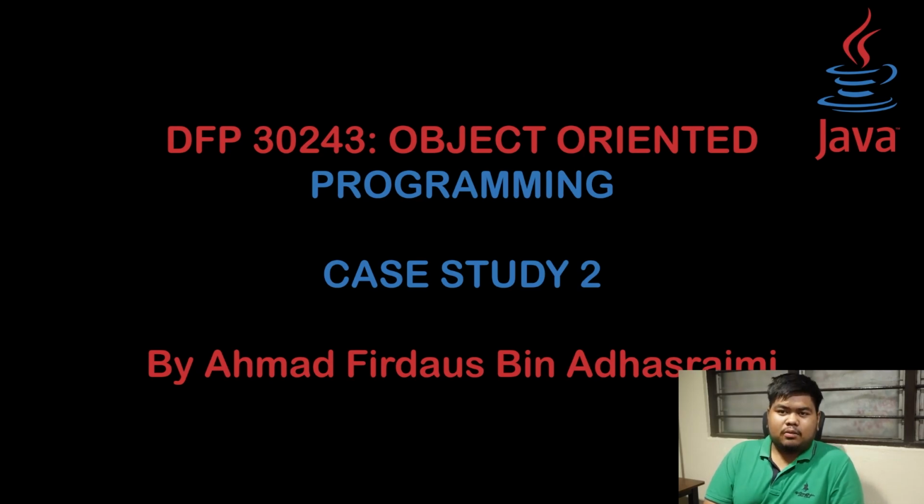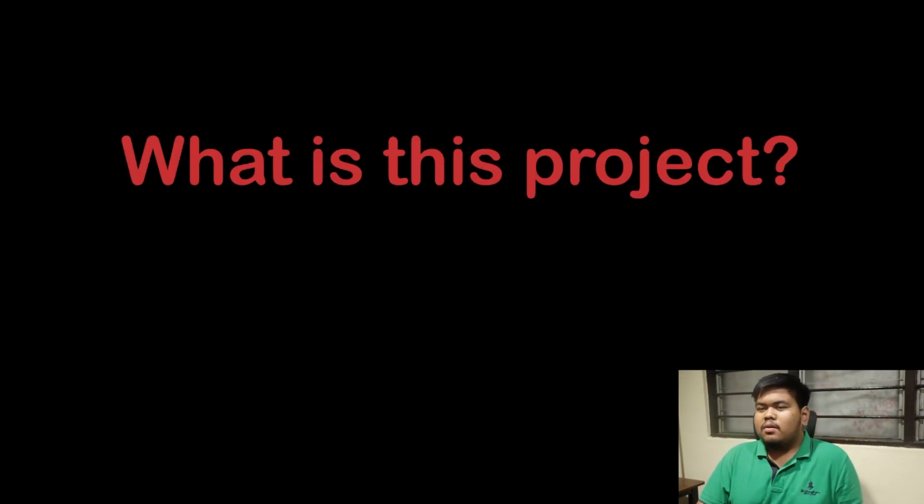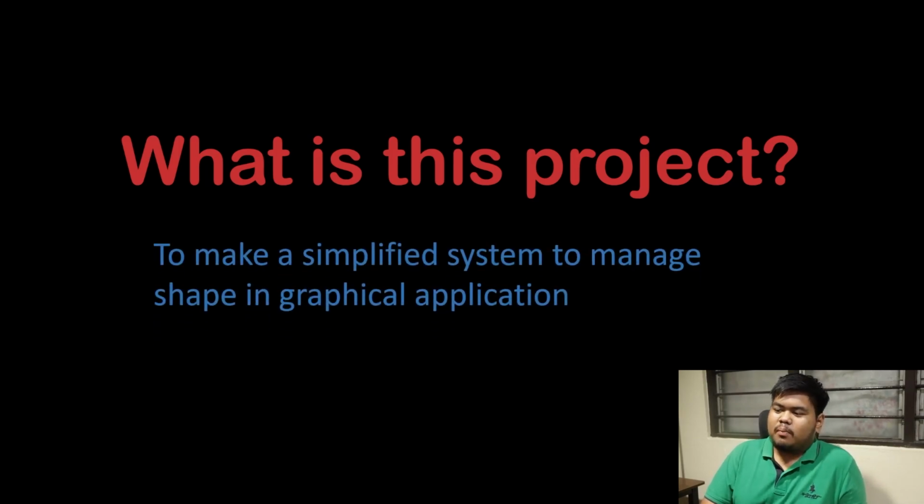So this is the case study 2 that I will be explaining to you. Alright, so let's get into it. So what is this project? This project is to make a simplified system to manage shapes in a graphical application. So what we want to do here is calculate the area of the shape. Let's say we have to calculate the area of a circle, then we will enter the radius, and then we explain the code to show the area.